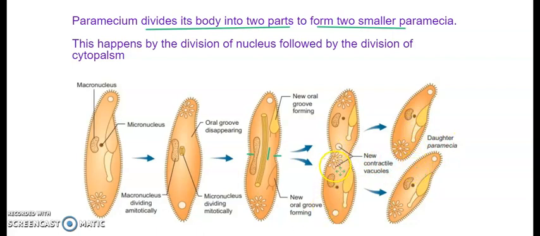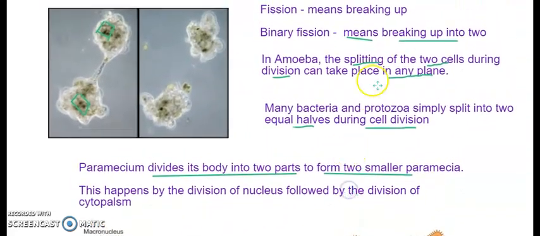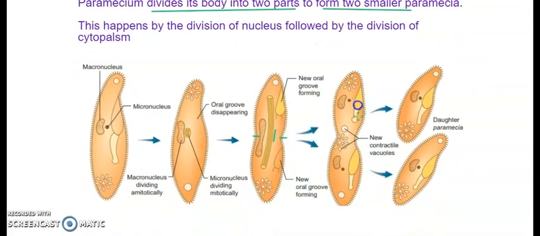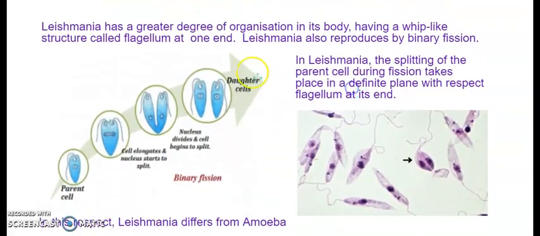So paramecium and amoeba both showed binary fission, correct? But amoeba just went about it in any plane. Paramecium had a particular way of dividing its body into two new daughter cells. Similarly, Leishmania has a greater degree of organization in its body, because Leishmania has a whip-like structure called a flagellum. Flagellum means a thin thread-like structure. So Leishmania also reproduces by binary fission, but it does it in a specific plane.